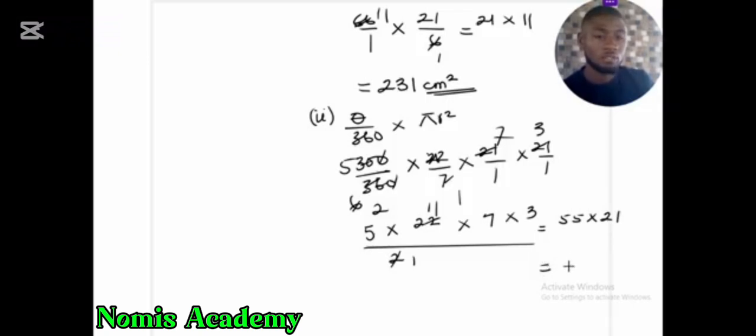So 55 multiplied by 21 should be 1155 centimeter squared. And you want to ask, where is our centimeter squared coming from? It's coming from the radius. Remember, the radius is given to be 21 centimeter. So we have centimeter here, we have centimeter here. So centimeter squared. So the area of the major sector is 1155 centimeter squared. So let's take another example.